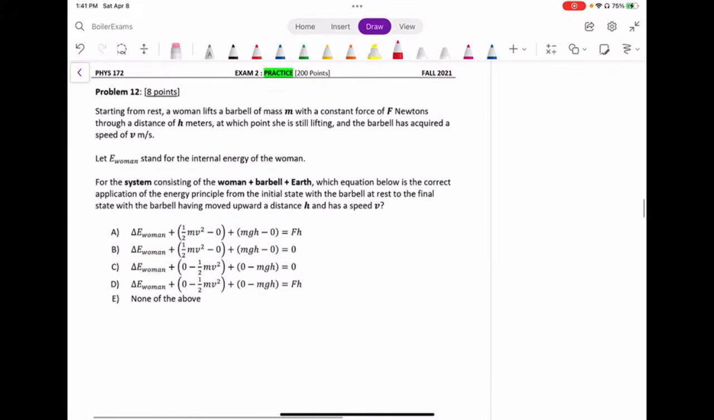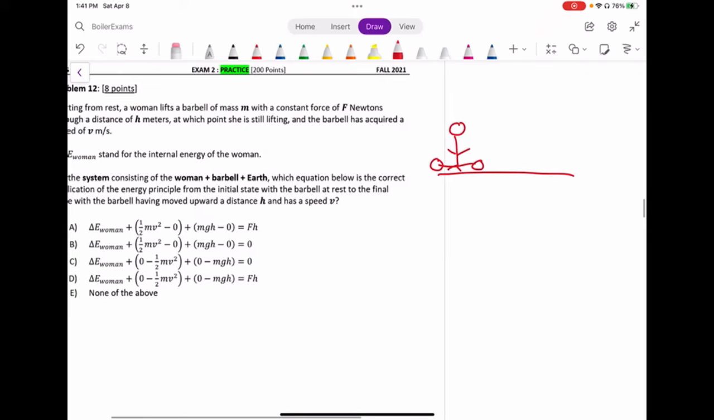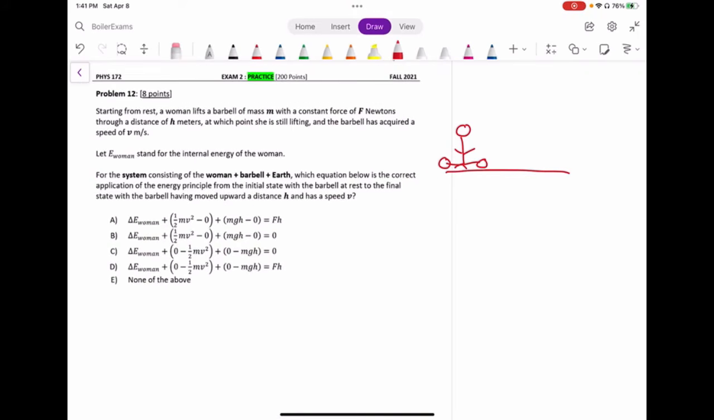All right. Problem 12. A woman lifts a barbell. Let's draw a picture. Everybody likes pictures. Woman lifts barbell. Her arms aren't touching it. Constant force, she lifts it and then it acquires speed. Finally, she's down here, and it's got velocity. And the woman has energy. We can use E woman to represent that.